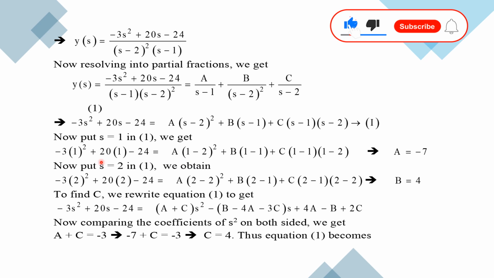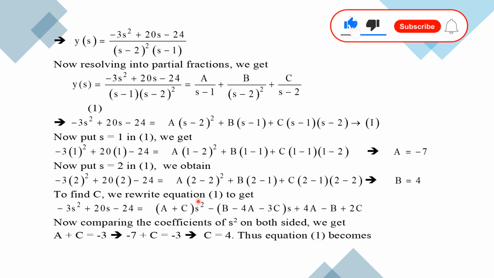a, and by simplifying we will have the value of a is equal to minus 7. Similarly, if you apply s is equal to 2 and put it in both sides of equation 1, after simplification you have the value of b is equal to 4. Now how can we find the value of c? For this we adopt another way.